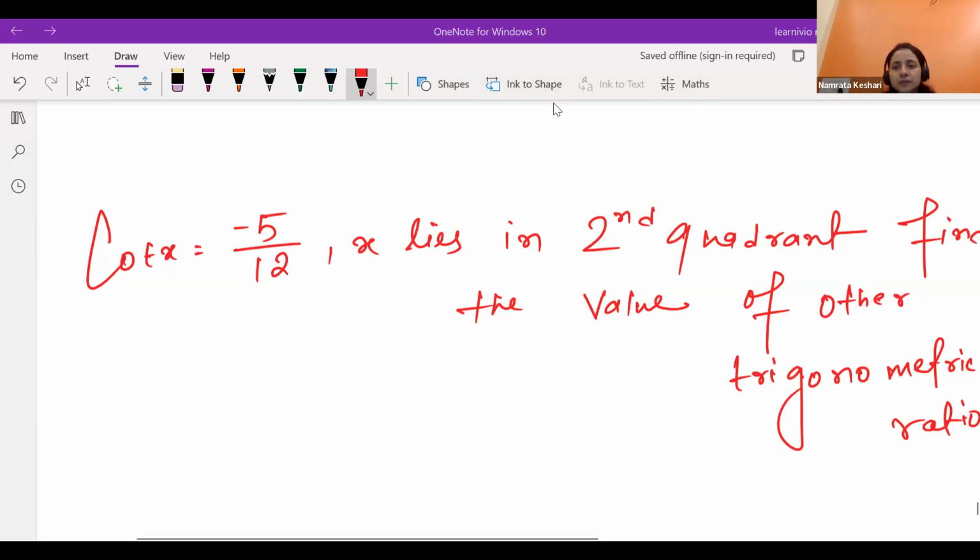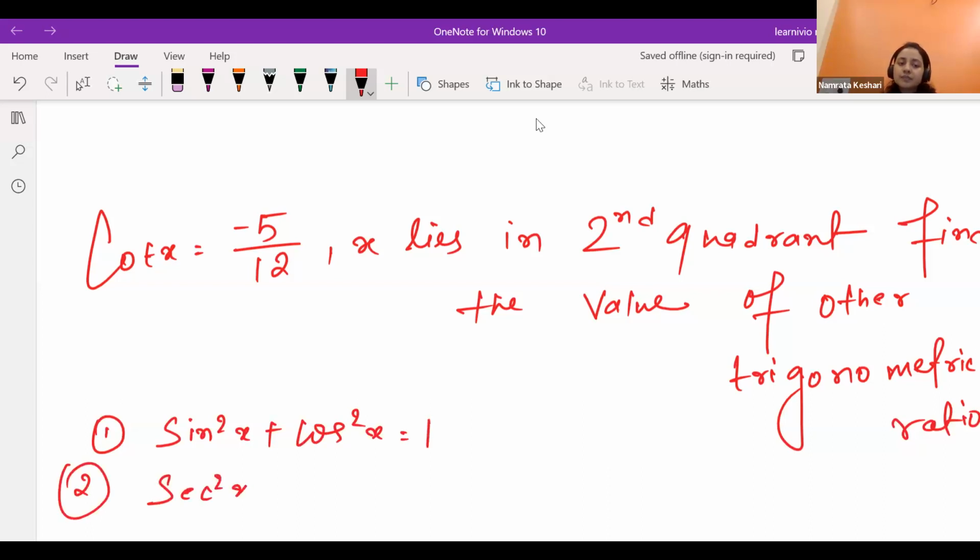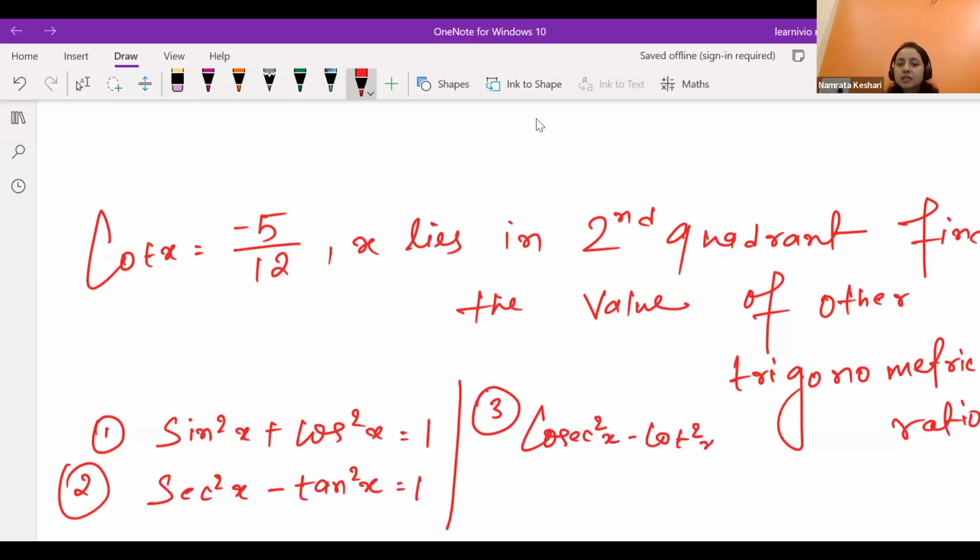So let me check. We have identities. Three identities you have learned in the previous class. The first one is sine square theta plus cos square theta is equal to 1. The second one was sec square theta minus tan square x equals 1. If you are taking x, then you can take x with both of them. The third identity was cosec square minus cot square is equal to 1. So here cot is given, so obviously we can use the third identity.